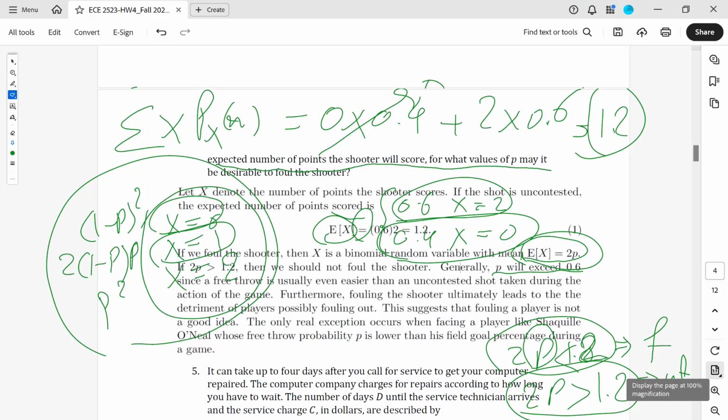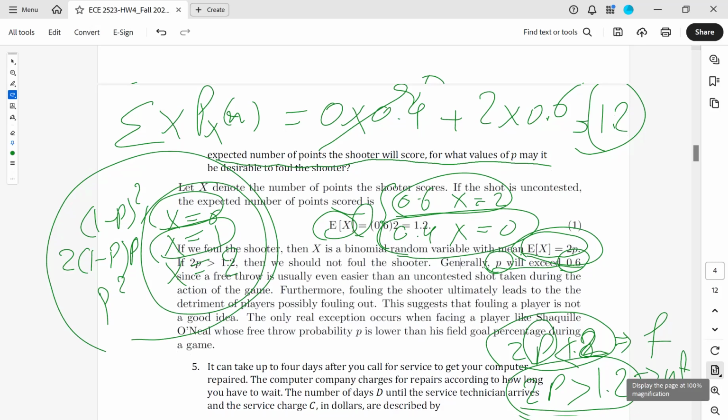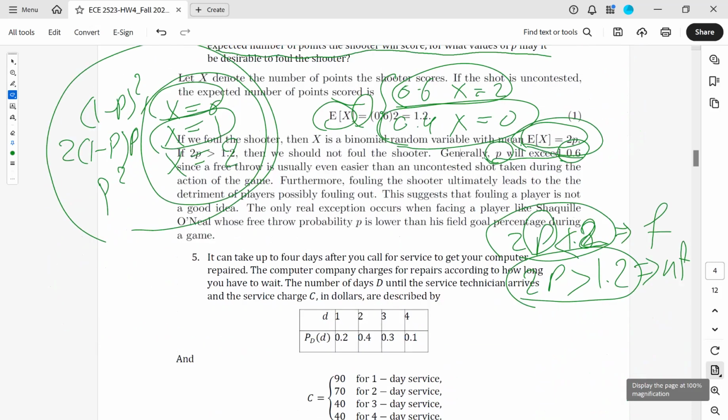The logic behind the solution? Are we good on that? So this way we could analyze for what amount of P it's reasonable to foul or not to foul. And the margin is 0.6, which is basically very low. If you really follow the NBA, it's very low unless it's Shaquille O'Neal. Then you could foul, he's going to lose that. Is that clear?